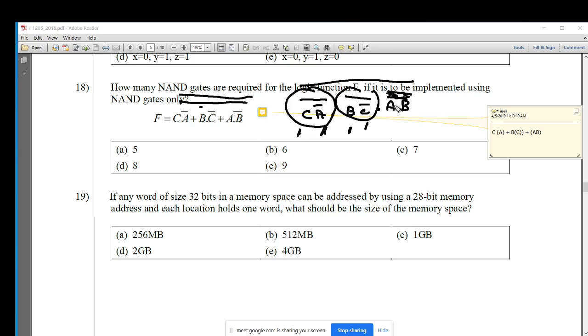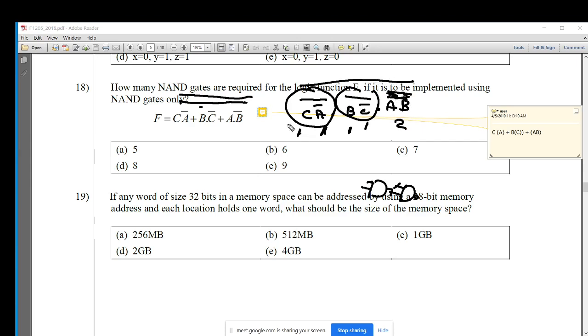Now that means AB. Now for this AND gate, I need two NAND gates because I have a NAND and then I have to NOT it again. I know how to NOT it, right? So just use another NAND gate. Therefore, here I need two gates anyway. So for the AND gate, I need two NAND gates. We explained those things last time.